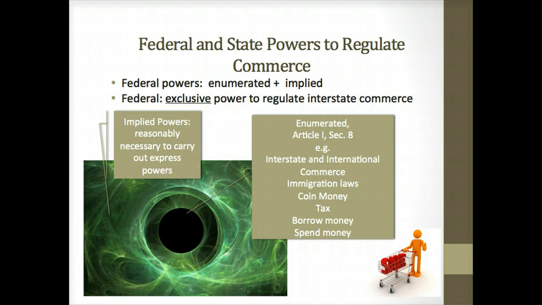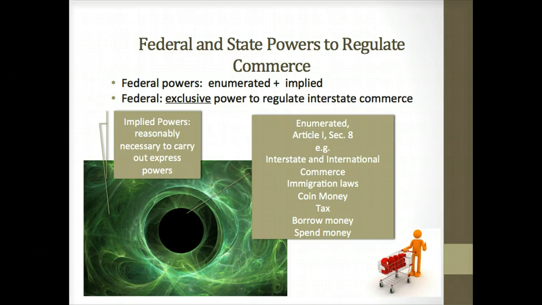Now, in this next slide, I look at the federal and state powers to regulate commerce. And here I do list out the federal enumerated powers. So the graphic is designed to show that black center, those are the enumerated powers of the federal government. They are enumerated in Article 1, Section 8. They include interstate and international commerce, immigration laws, the power to coin money, the power to tax, the power to borrow money, the power to spend money. There are others as well.